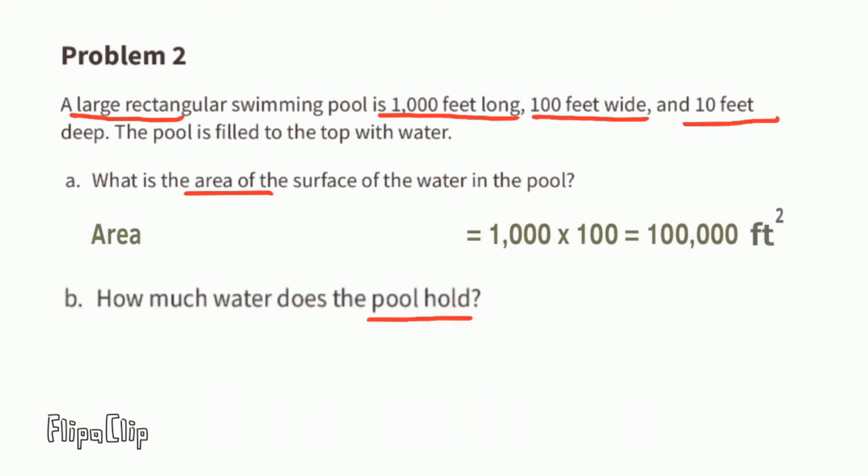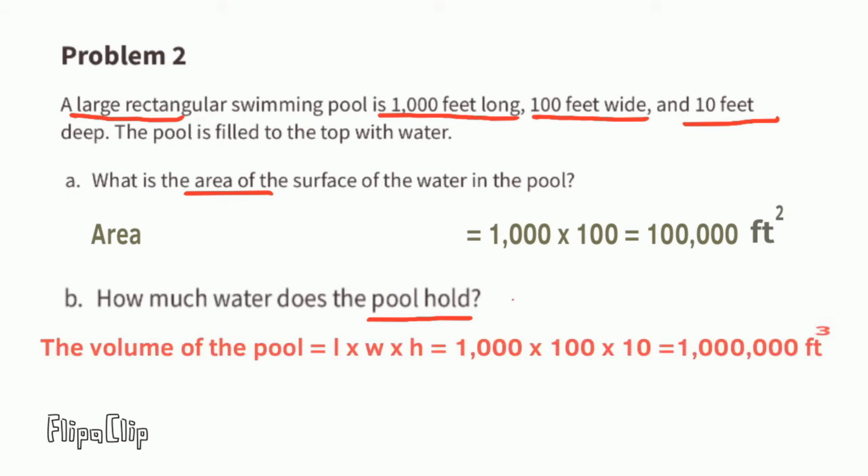B, how much water does the pool hold? That's going to be the volume, which is three-dimensional. So we'll need to multiply 1,000 times 100 times 10. And that would be 1,000,000 feet to the third power, or 1,000,000 cubic feet.